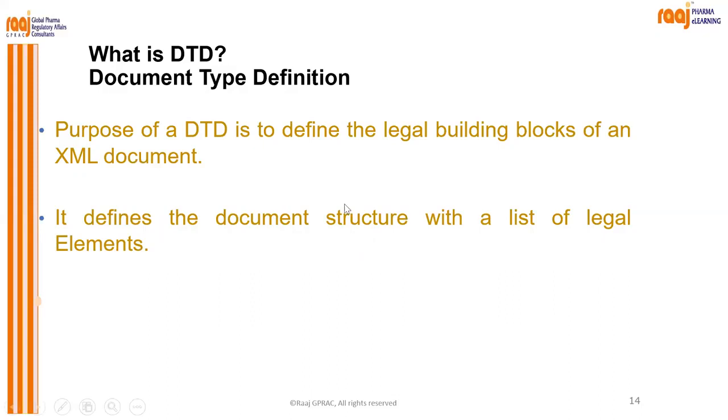Let us see the definition of DTD. You will see what kind of DTD, what version is important when we submit our application to US, and when you submit your application to Europe. So the DTD version is a mandatory requirement as per country specific. What is the purpose of DTD? The DTD purpose is to define the legal building blocks of an XML backbone. As I said, XML backbone is a preferred format for the eCTD submission by US and Europe. So DTD plays an important role, and the current version should be applicable. And it defines the document structure with a list of legal elements.